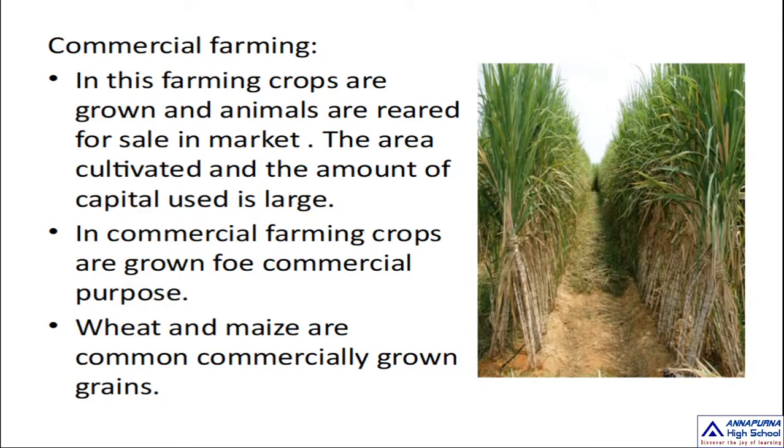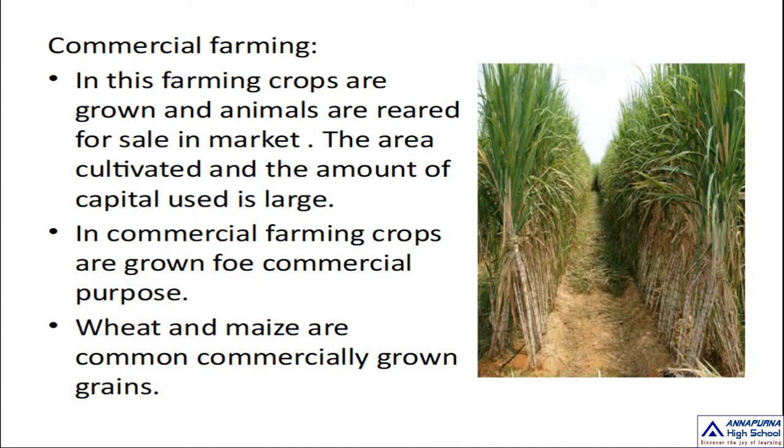Again, commercial farming is divided into three types. What are those three types? Grain farming, mixed farming, and plantation agriculture. In this commercial farming, crops are grown for commercial purposes. Here there is a little spelling mistake: instead of E, you write R. All the work is done by the farmers in a commercial way. That's why it is known as commercial farming.